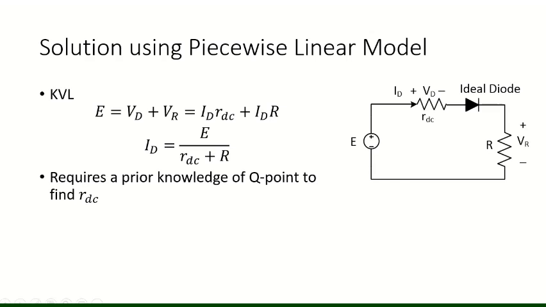Okay, from this equation we can easily find out Id, which is equal to E divided by RDC plus R. From this equation we can identify the current flow in this circuit, or the current through the diode, or how much current will flow through the diode.